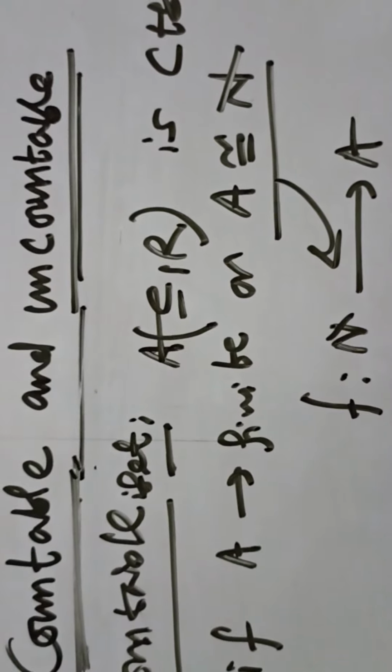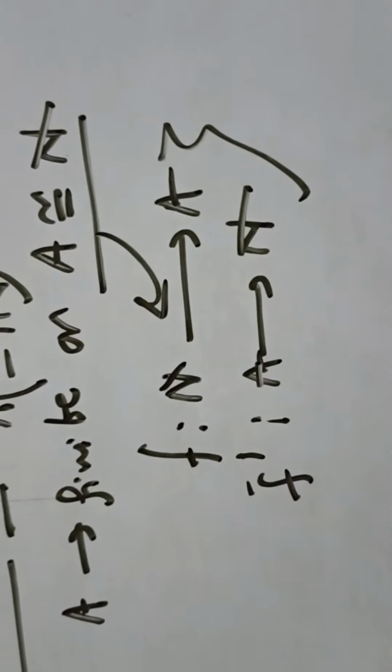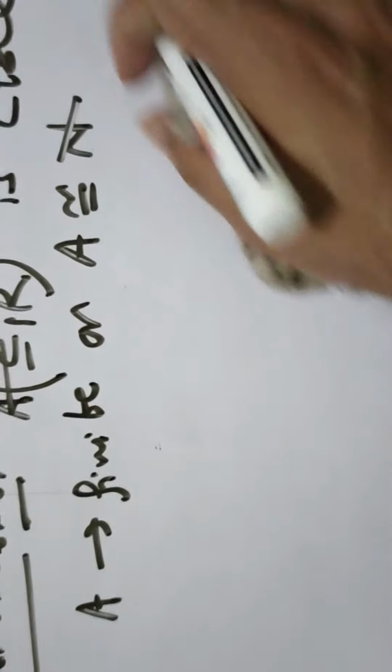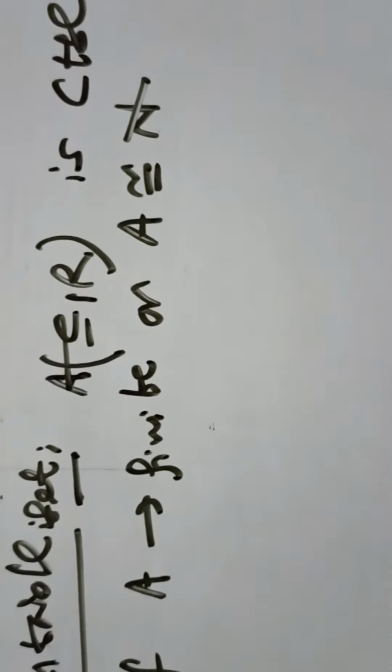If f is bijective, then we know the inverse is also bijective, right? So there is a bijective map from A to N also. So a set A is countable if it is either finite or equivalent to the set of natural numbers, meaning there is a bijective mapping from A to N. Can you give me some example of a countable set?